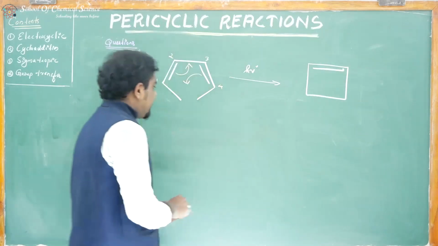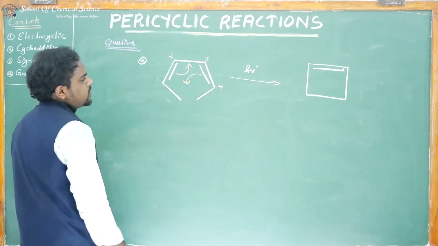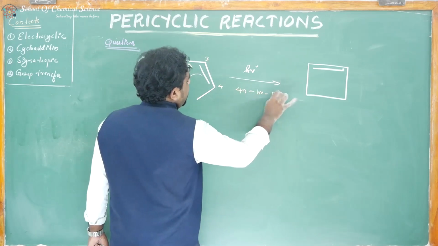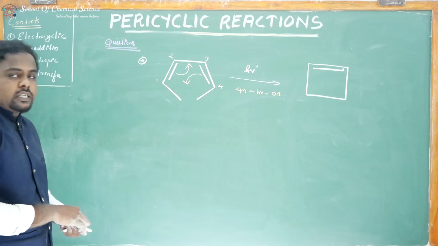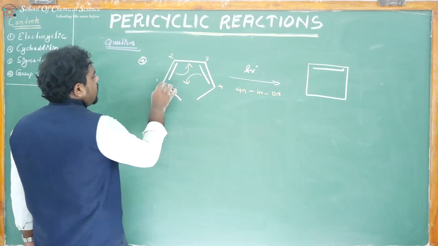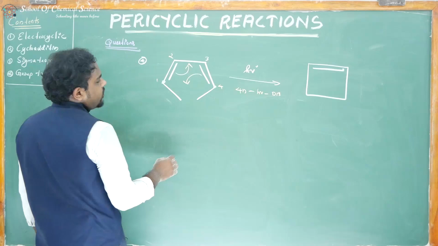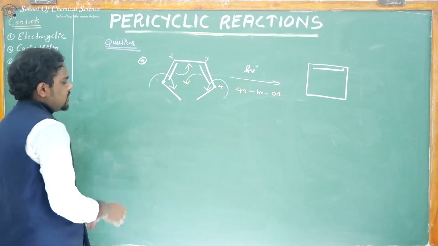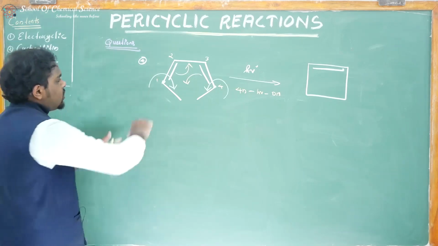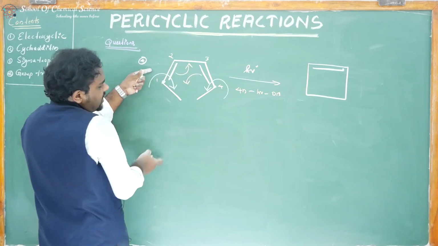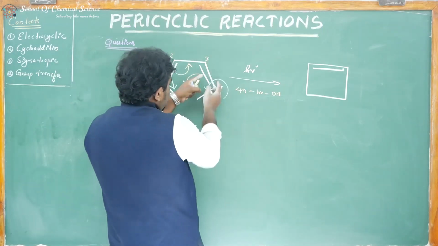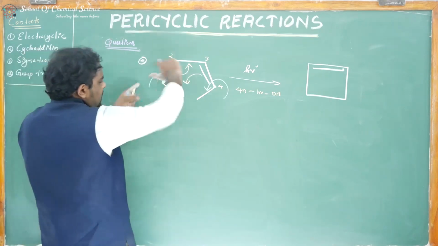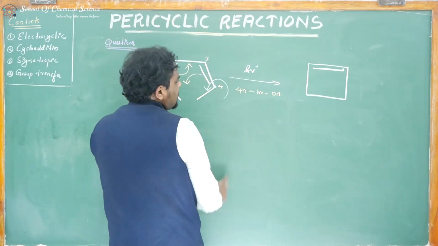You have to explain the stereochemistry of these two methyl groups. So here the system is 4n, photochemical, disrotation. This is the first carbon and this is the fourth carbon. Disrotation means one clockwise, the other anti-clockwise. After clockwise rotation, the first CH3 is below the plane. After anti-clockwise rotation, the fourth CH3 is also below the plane.